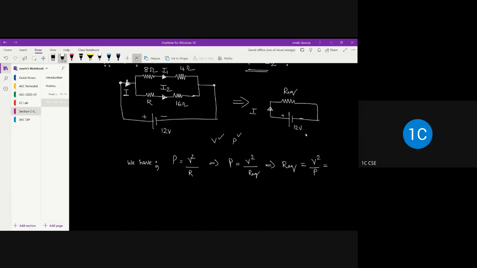So what is V? V is 12 square, because it is the squaring of voltage. So it is 12 square divided by P. The total power consumed in the circuit is 18. So it is basically 144 divided by 18. So 12 square divided by 18 gives R equivalent of 8 ohms. So R equivalent is 8 ohms.